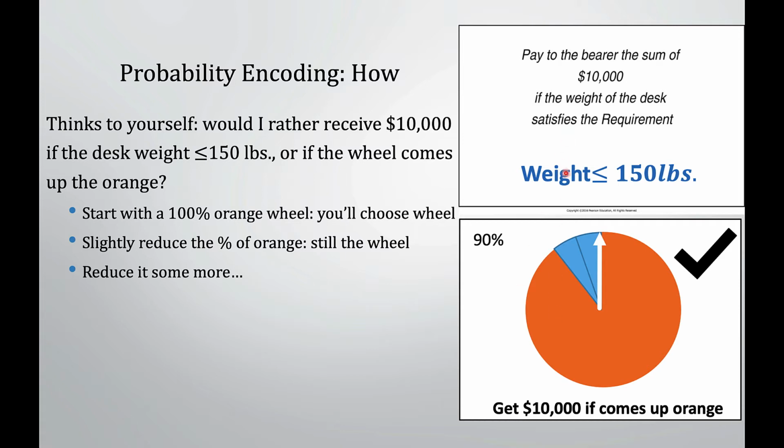So what I'm describing here represents my belief. You may have a different answer, okay? However, for me, with 90% orange, I would still choose this roulette instead of this certificate. I would choose this uncertain deal instead of this uncertain deal. How about 85%? I would still choose this one in a heartbeat. How about 80%? I still think this is a better deal because I don't believe the weight of the desk is under or equal to 150 pounds with more than an 80% chance.